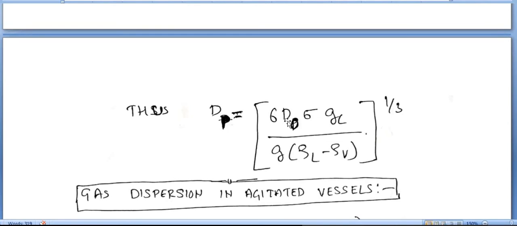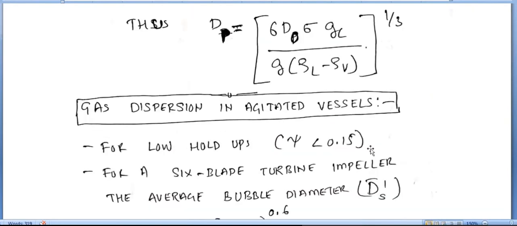It will be given to you in the specifications. What type of perforated plate you are inserting, that will be known to you. Rho, sigma, that is surface tension, the interfacial tension is also given to you. GC you know, G you know, rho L and rho B also you know. So with this formula, what did you achieve? You have found the diameter of the air bubble which is coming out into the bulk of the liquid. Then gas dispersion in agitation vessels.